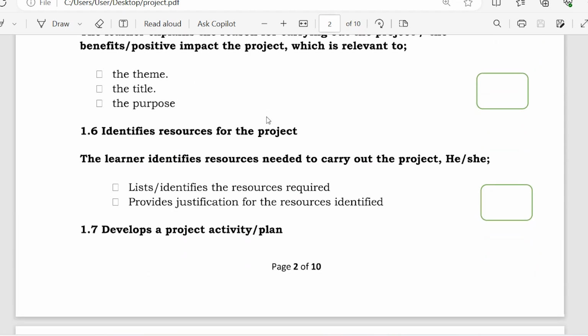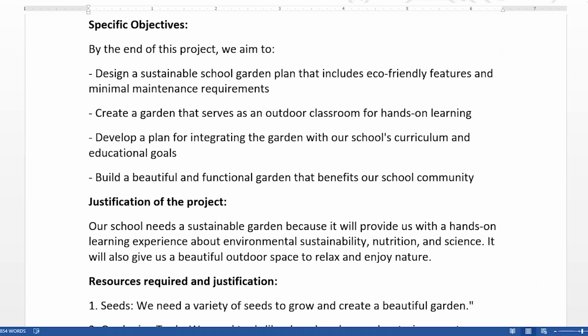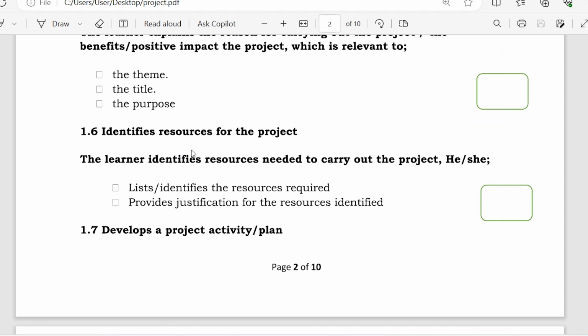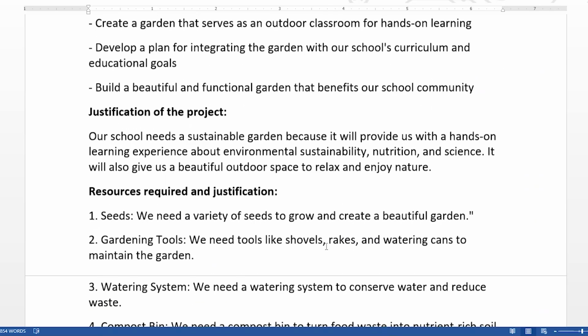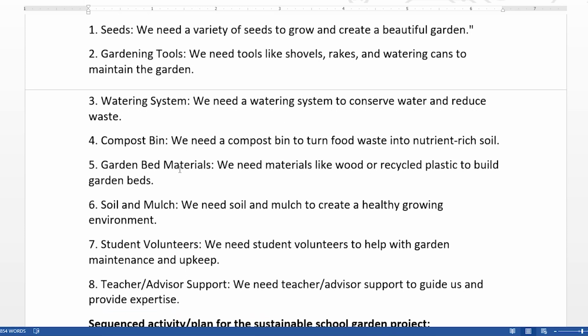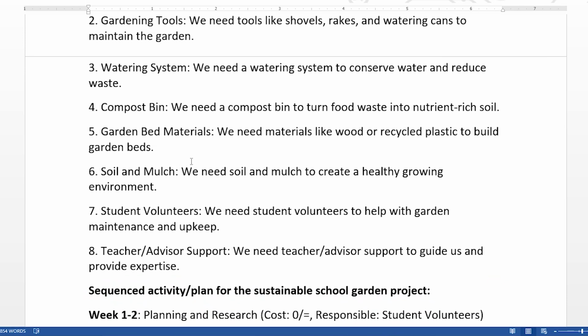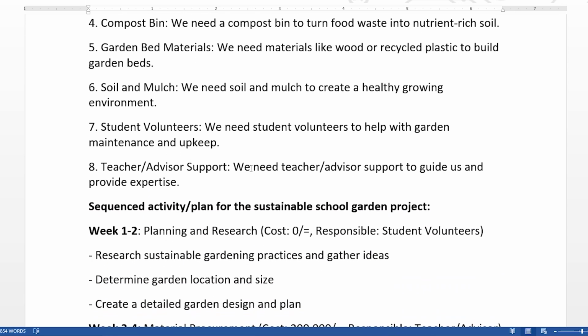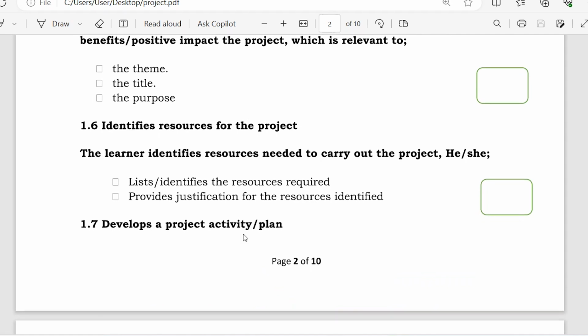Then identify resources needed. You are supposed to identify the resources but also provide justification for them. If you look at the resources here, the learner needs seeds because it is a sustainable school garden, so they need to plant the seeds. That's the justification. Garden tools to prepare the garden and maintain it. Watering system, yes, you need to keep the garden irrigated, not depending on weather alone. The garden bed materials, the soil, mulch, and the justification. So the learner qualifies to be scored at that point.